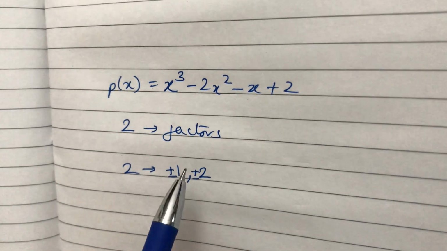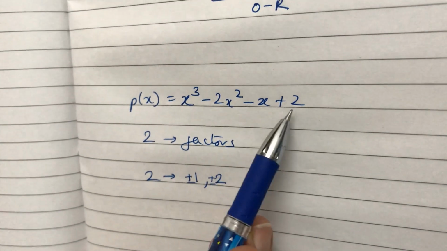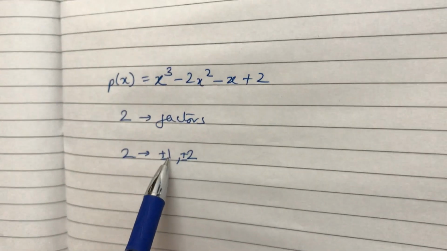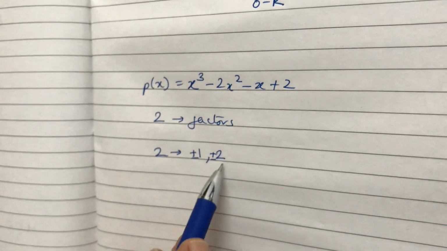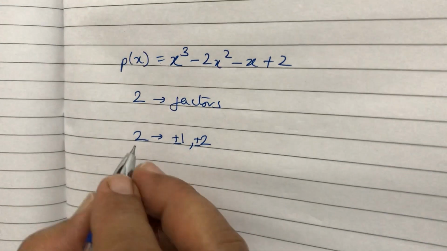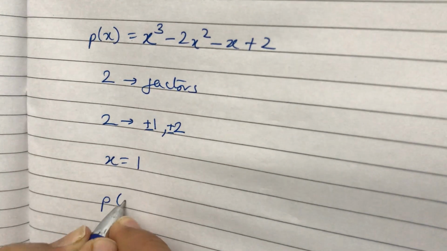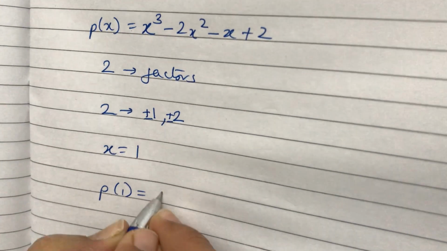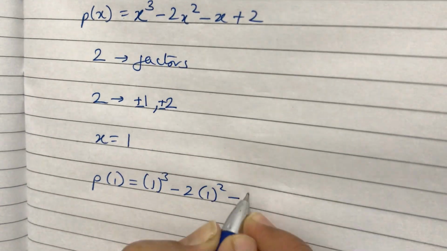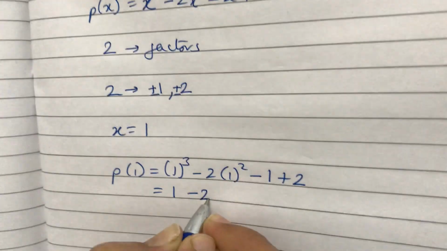So now onwards, whenever you're going to write down the factors of any number, and in this case it is the constant term, you write down the factors as plus minus of that factor. This will give you a hint about what values to take as the value of x. So we try with x equal to 1. So this polynomial at x equal to 1 is 1 cube minus 2 into 1 square minus 1 plus 2. We simplify.